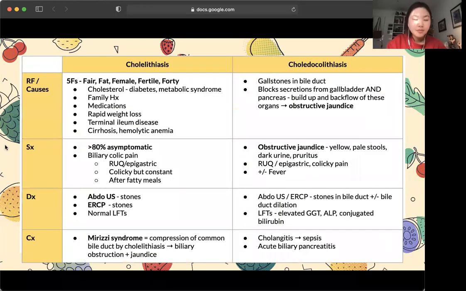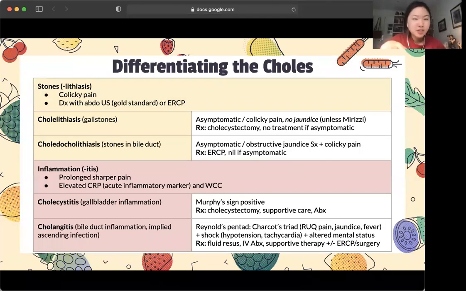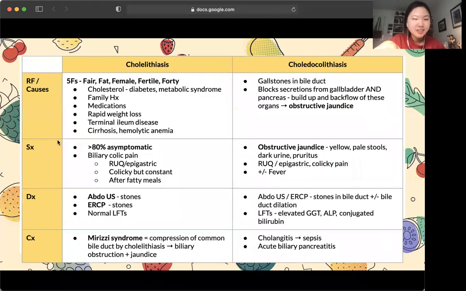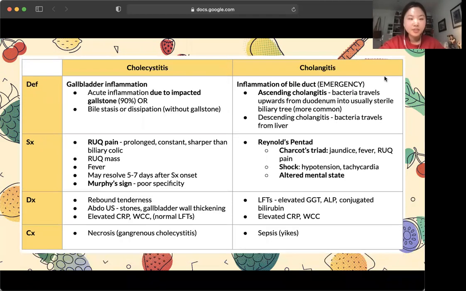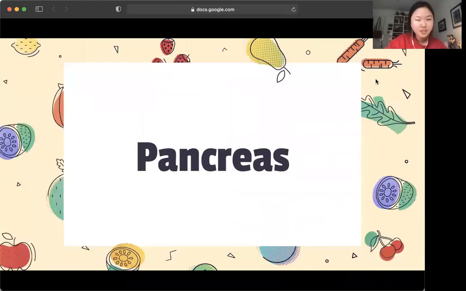We do have big tables. I think the main thing, if you just go to the next slide, I think the main thing to remember is cholelithiasis is the one with the 5 Fs. So fair, fat, female, fertile, and over 40. And those are just the main risk factors to remember for someone potentially presenting. I think all of the information you need to know is in these tables. And yeah, cute. Oh, pancreas is back to Eugene, sorry.